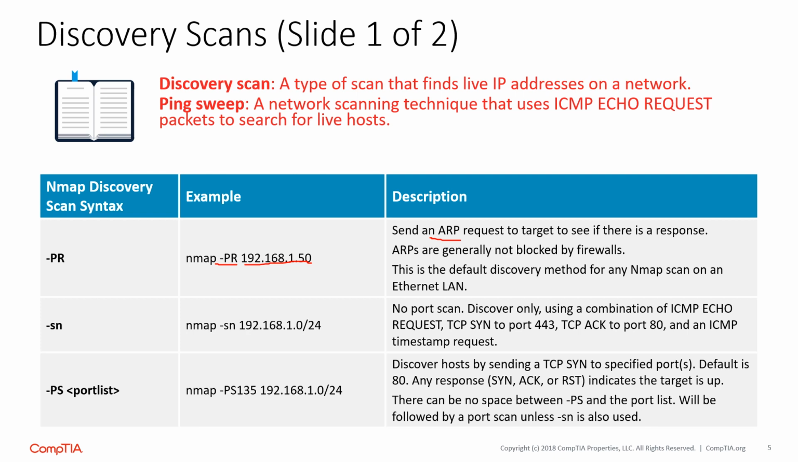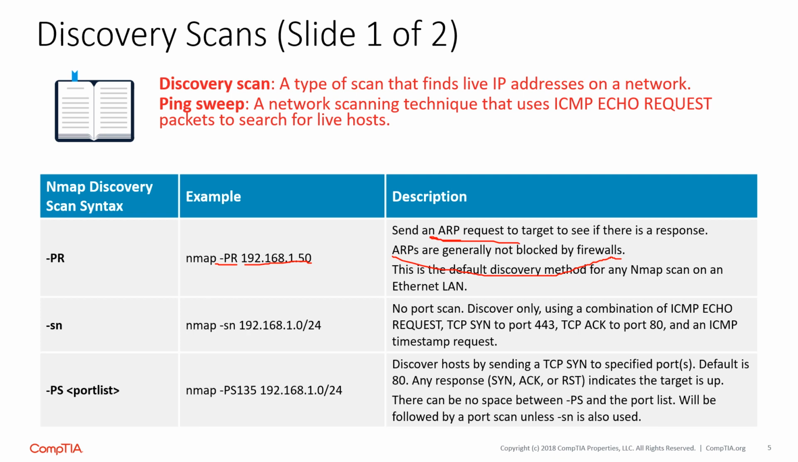Good thing with ARP is that it is not blocked by firewalls. In the case of ping, usually firewalls block IP port numbers, so you cannot have a ping sweep or send an ICMP echo request if the firewall is blocking it. So you may conduct discovery scans using the option -PR. You can conduct default discovery scans by sending ARP requests.